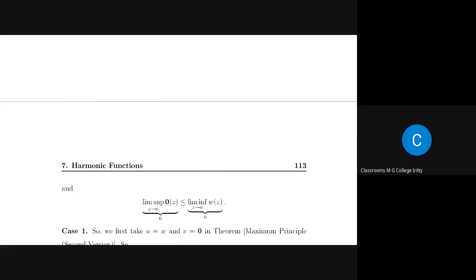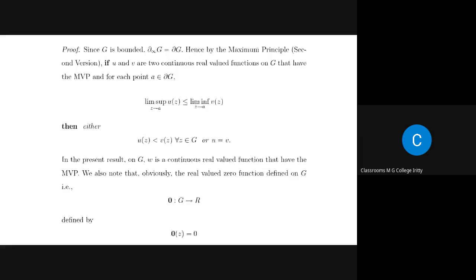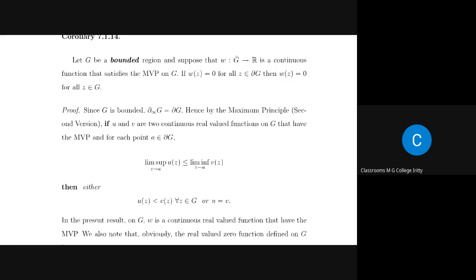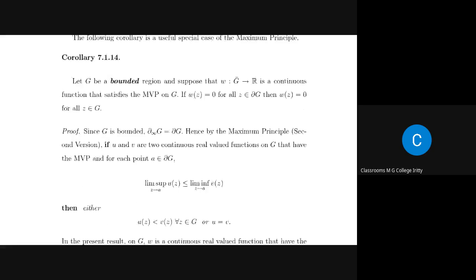It is not a problem because already on the boundary our W is 0. We are considering a bounded region, so del infinity G is equal to del G also. And moreover, already we have W is 0 on the boundary. So if you show that W equal to 0 on G, then automatically W is identically 0 on G closure, no problem.